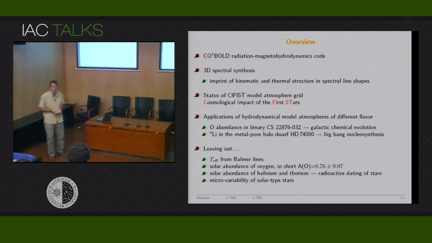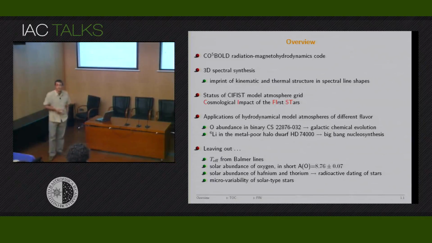I will say some words about the 3D radiation hydro code that we are using, which is called Cobalt. A few words about the subsequent spectral synthesis, which is necessary for the ultimate comparison of spectral features of stars with predictions. Present the status of the CIFIST model atmosphere grid, how far we have been able to cover the HR diagram with these kind of model atmospheres.